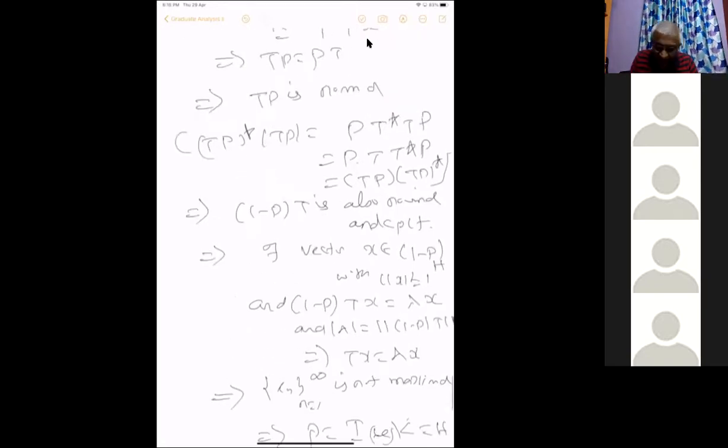Any doubt anywhere? Why is Tx equals lambda x? Because 1 minus P commutes with T, and x is in the range of 1 minus P. So yes, Tx equals lambda x.